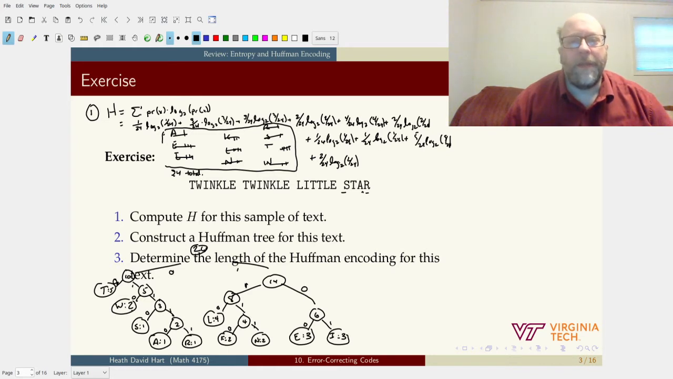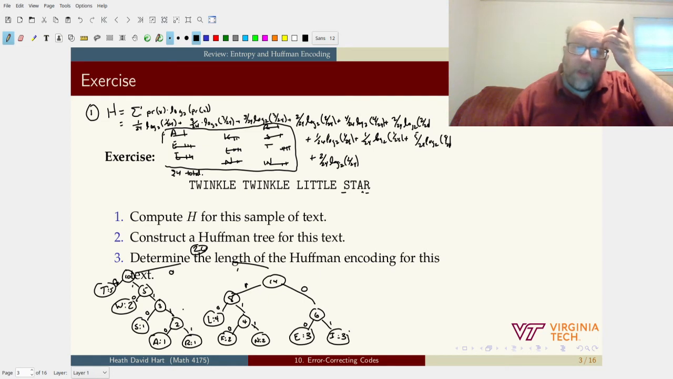Let's see. What about E and I? 1, 0, 0, 1, 0, 1. And then some of the less frequent letters, A only showed up once, is 0, 1, 1, 1, 0. That has 5 bits in its encoding. Okay?